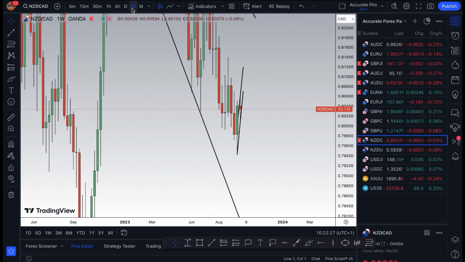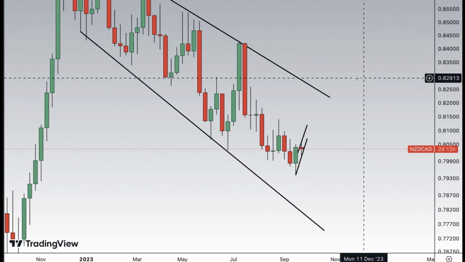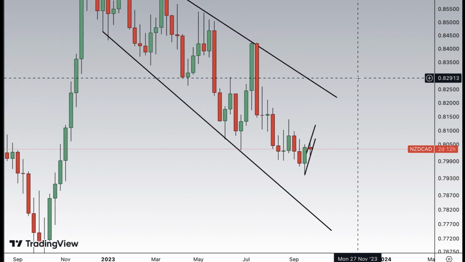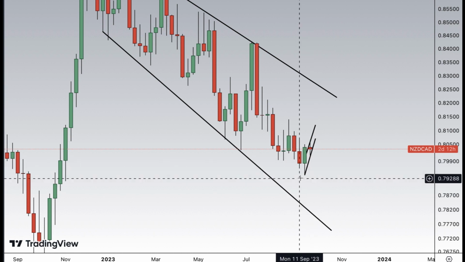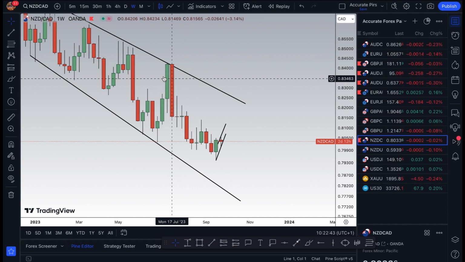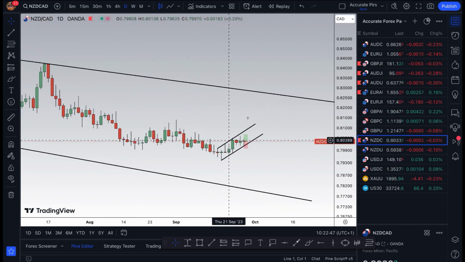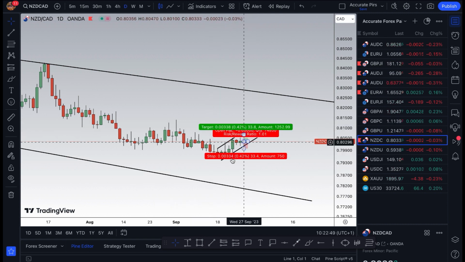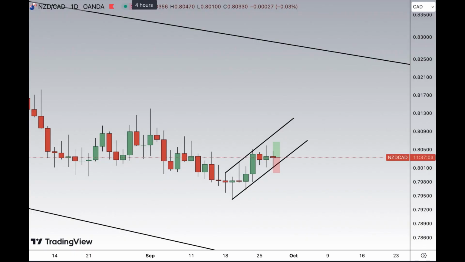So let's look at it on a weekly time frame. On the weekly time frame, you can see NZD CAD is in a downtrend. It looks like it has just made its lower high, which you can see by this weekly bullish candlestick, last week's candlestick. Let's scroll on to the daily time frame. On the daily, we've got this little channel that is ascending towards the upside. So what is happening now? NZD CAD looks like it's starting to have a pullback.